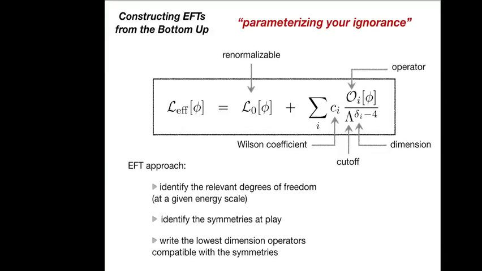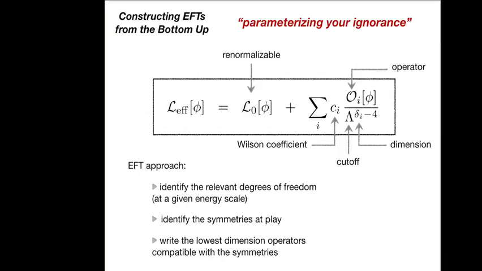Okay, but most of the time in our business, at least, we don't know what the full theory is. And then we still use effective theories to write down an effective Lagrangian from the start, from the bottom up. So what we do is we identify the relevant degrees of freedom that we choose to describe at a given energy scale. So for the standard model, it would be all the particles of the standard model.